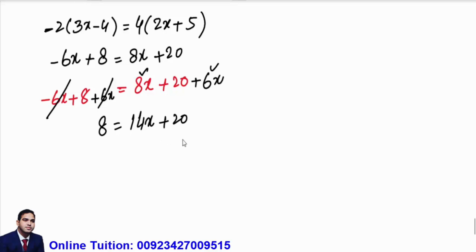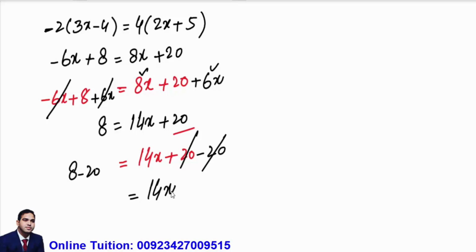Now we have to remove this 20 from this side. For this, 14x plus 20, and this is negative 20, subtracting 20 on both sides. Here this is cut off, this is negative, this is positive, cut off. Now we have 14x, and this is negative 12. Now this is 14x, and this is negative 12, and we have to find the answer of x.